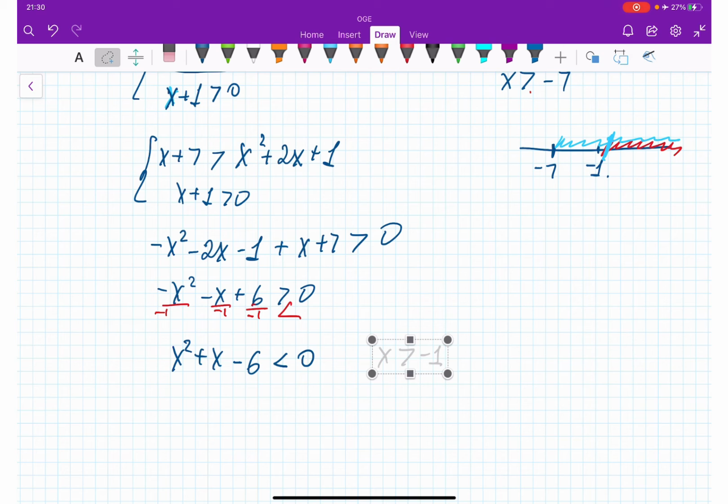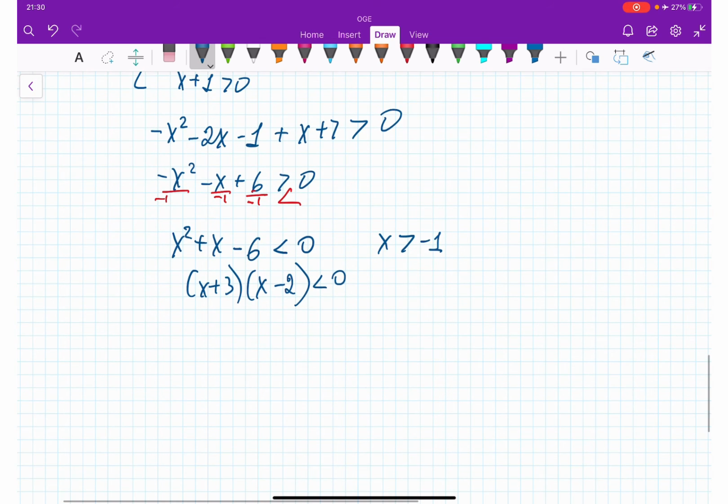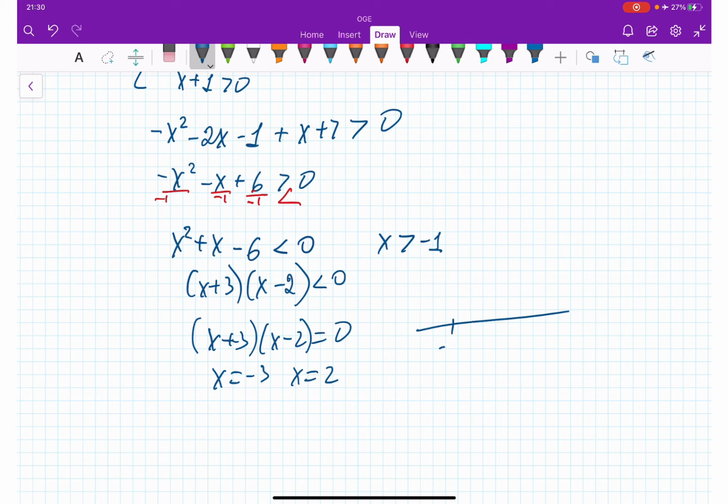I move it here. And what's going to happen here? If I factor it, I will get x plus 3 times x minus 2 less than 0. Okay, if I solve it, x plus 3 times x minus 2 equal to 0, x is equal to negative 3, x is equal to 2. Negative 3, 2.